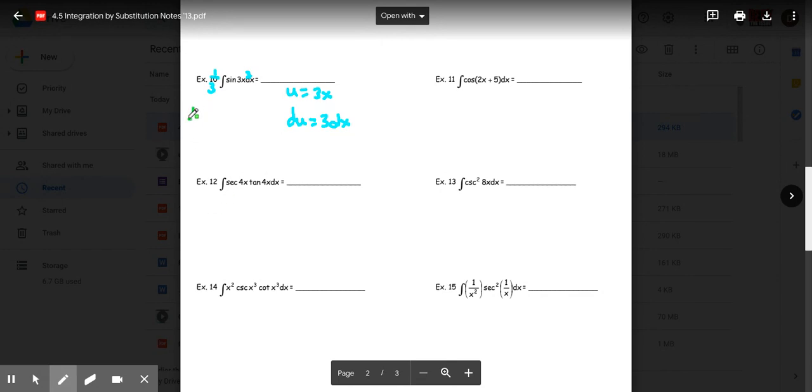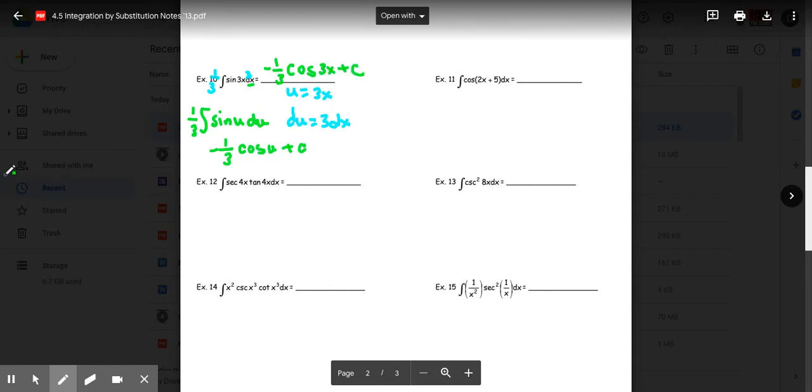And when I do that, I get 1/3 on the outside, the integral of sine of u du. So the u replaces just the 3x, like we said right here. The 3dx that I'm underlining in green is your du. Now you have to remember your integration formulas. So the integral of sine is negative cosine. So the integral of sine u is negative cosine of u plus c. Don't forget you had a 1/3 out in front. And then what you're doing is replacing the u with 3x.